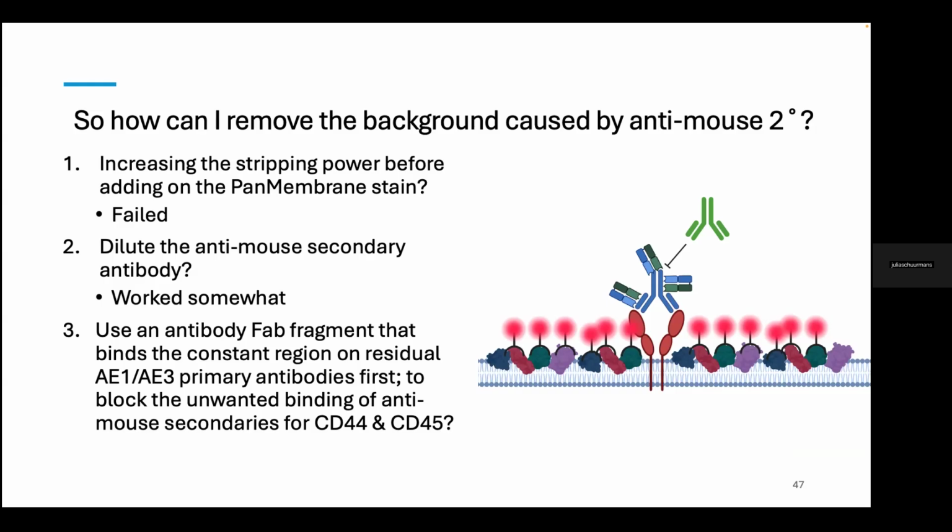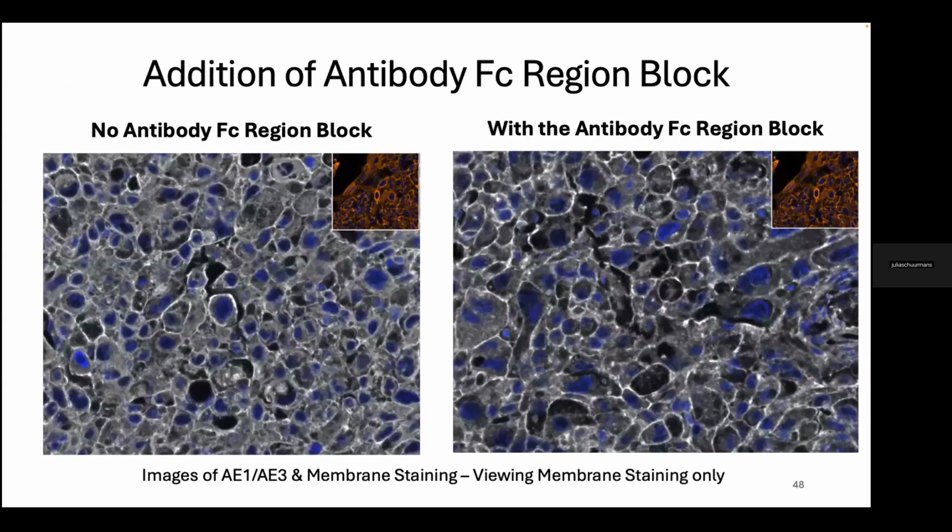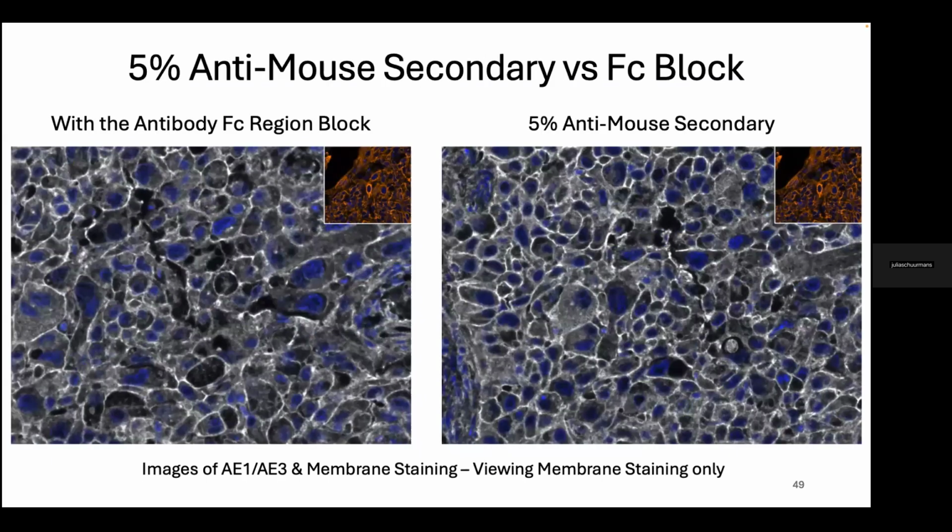And the point of the FAB fragment was to block any residual FC receptors within the tissue to hopefully block any binding of the anti-mouse secondary. And what I found with that is that it did the exact same thing as diluting down the secondary. I basically had the same image twice. We look at that here. These two did the exact same thing. So this isn't bad. It means we're moving towards something.